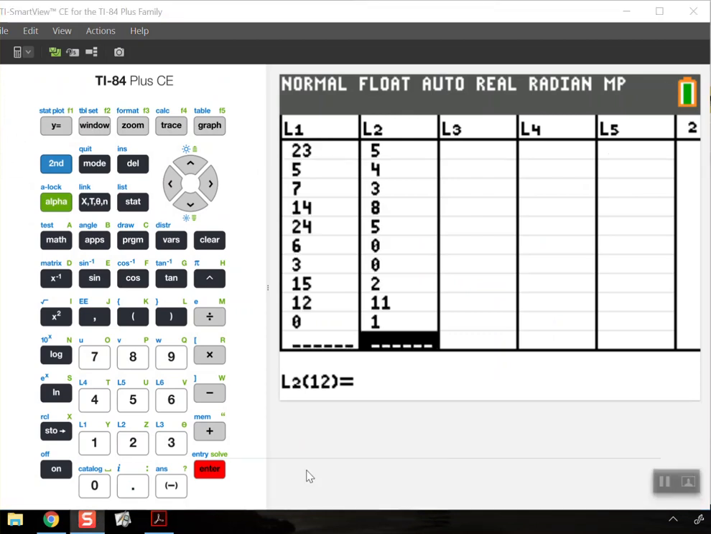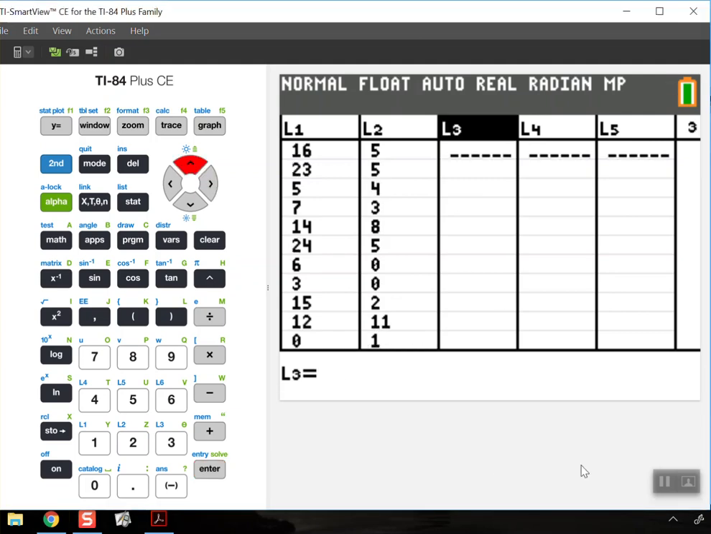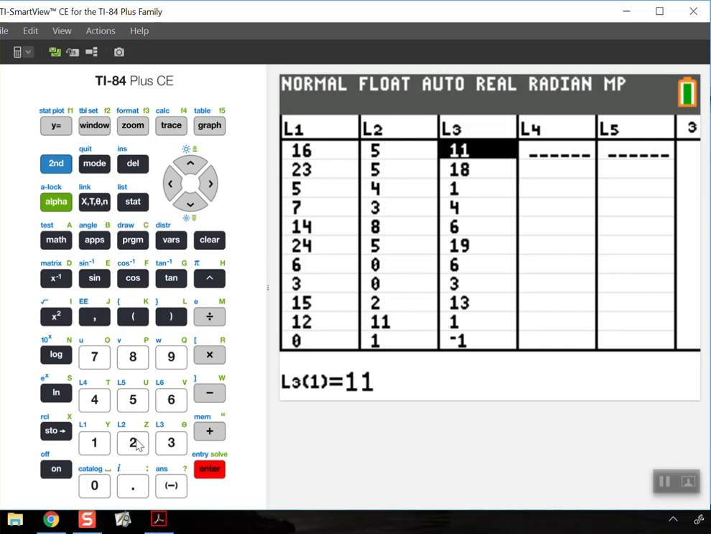Once you have the data entered, go over to L3. If I go up to the top, I'm going to say I want L3 to be L1 minus L2. So my L1 was the placebo, L2 is the caffeine, so I'm doing placebo minus caffeine. When I hit enter, it calculates the differences for me.